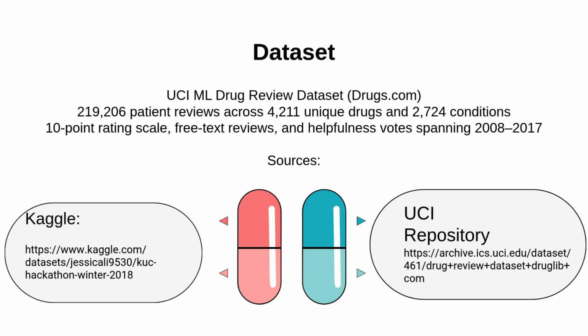I'll begin by reviewing the pre-processing steps for this project. We collected patient review data from the Kaggle and UCI repositories shown on this slide. After merging and cleaning the datasets, we were left with 219,206 patient reviews covering 4,211 unique drugs and 2,724 conditions. Each review included a 10-point rating, free text patient feedback, and helpfulness votes collected between 2008 and 2017.